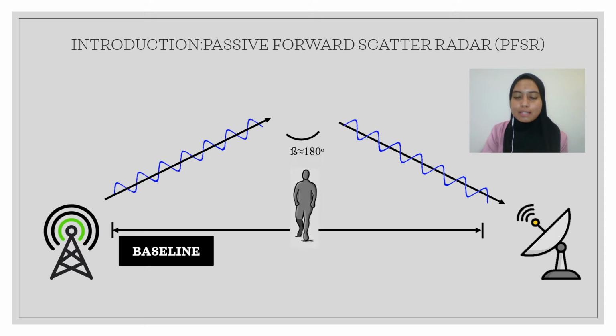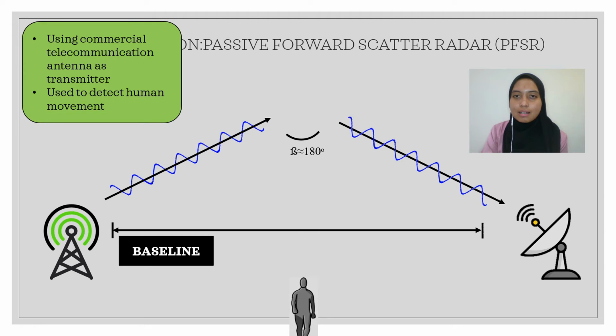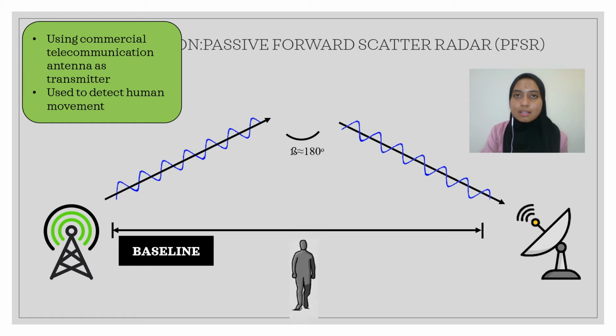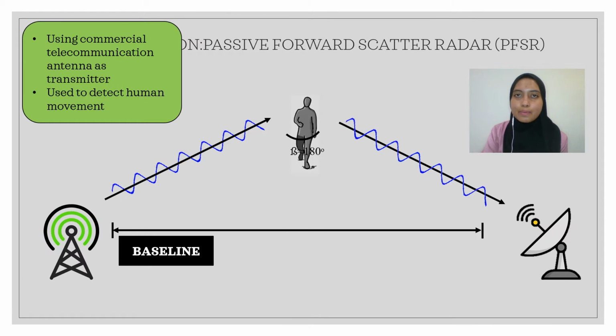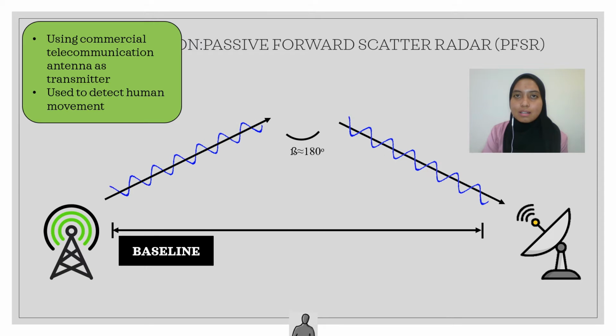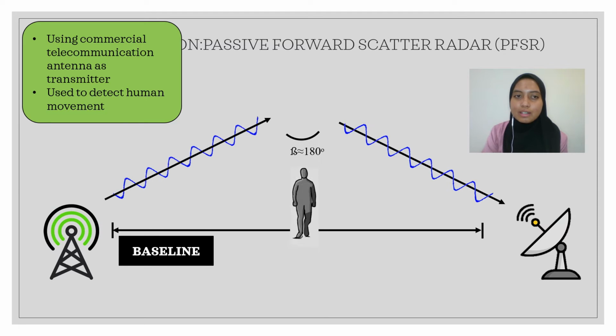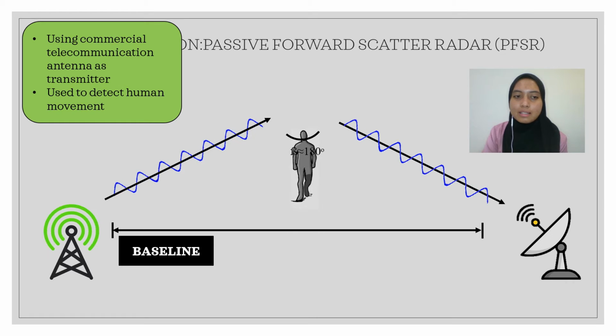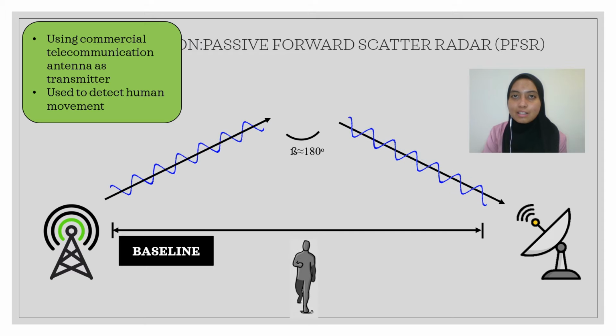Next, move on to passive forward scatter radar. In passive forward scatter radar, I use the LTE signal as a transmitter and passive radar as a receiver. And in my project, passive forward scatter radar was used to detect humans with various movements when passing through the transmitter and the receiver.